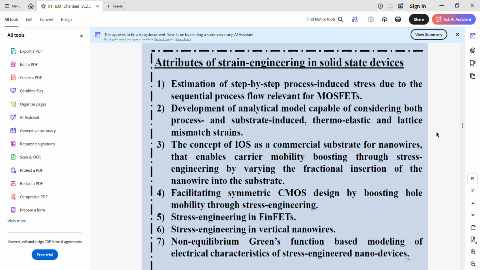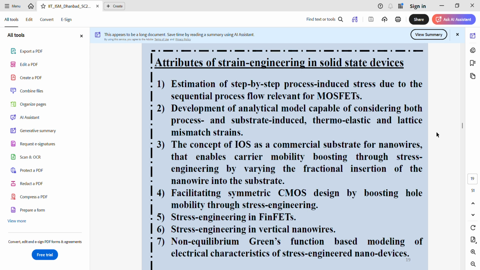First, what have I done in my research? Step-by-step process-induced stress due to the sequential process flow relevant for MOSFETs. Development of an analytical model capable of considering both process and substrate-induced thermoelastic and lattice mismatch strains. The concept of a commercially applicable insulator on silicon substrate that enables carrier mobility boosting through stress engineering by varying the fractional insertion of the nanowire into the substrate.